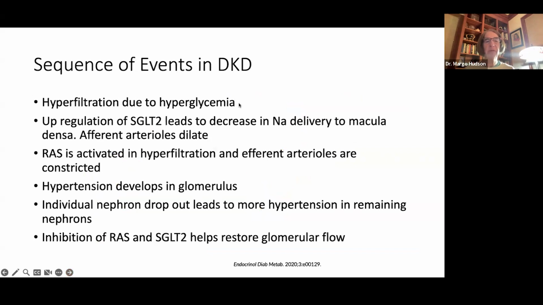So just to review, hyperfiltration is due to hyperglycemia. This upregulates SGLT2, which decreases sodium delivery. The afferent arterioles dilate in response to that. The renin-angiotensin system is activated, and the efferent arterioles are then constricted, giving hypertension in the glomerulus. Nephrons drop out, resulting in more flow through the remaining ones and more hypertension. And so you can see why inhibiting the renin-angiotensin system and SGLT2 may help restore glomerular flow.